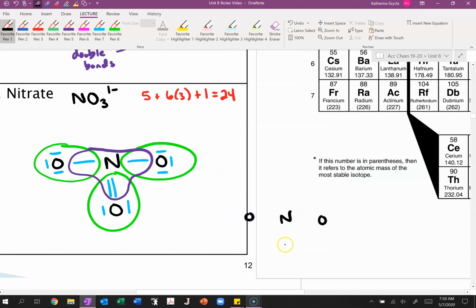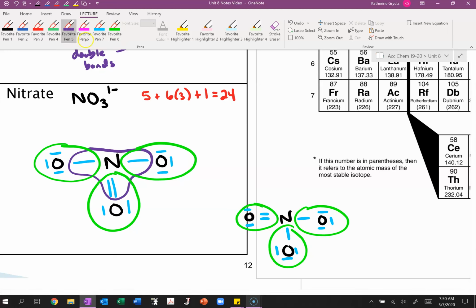I'm going to duplicate the structure very quickly. I could, instead of choosing the oxygen that I drew at the bottom, what if I chose the one on the left side to double bond? Okay, and I checked again. My oxygens are all still good, and my nitrogen has 8.